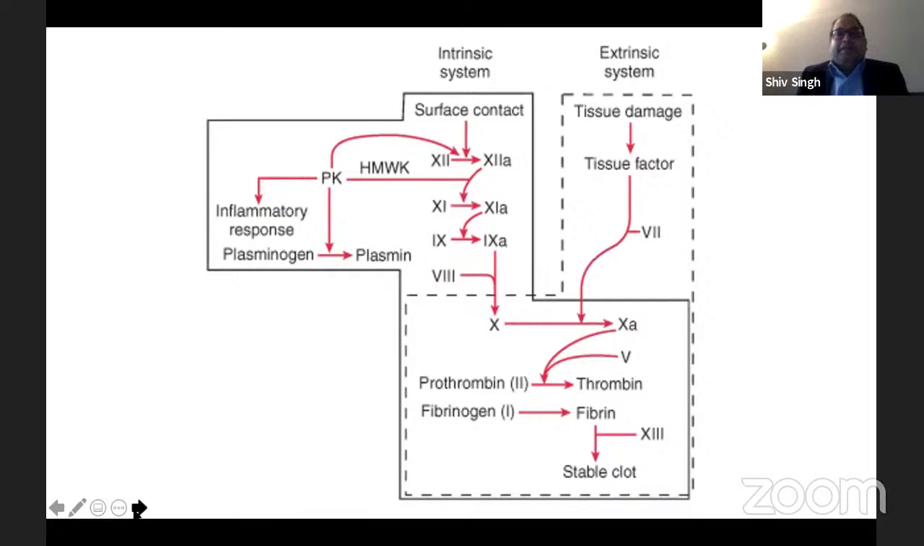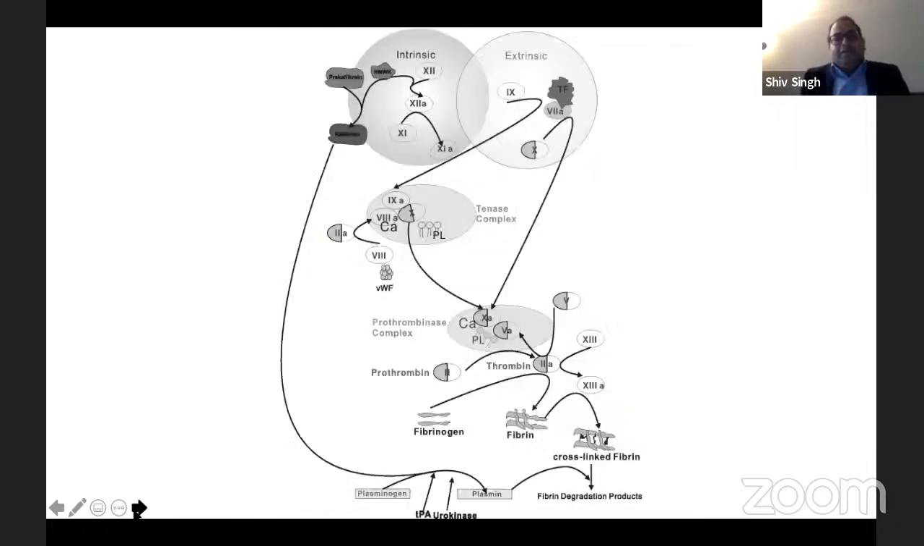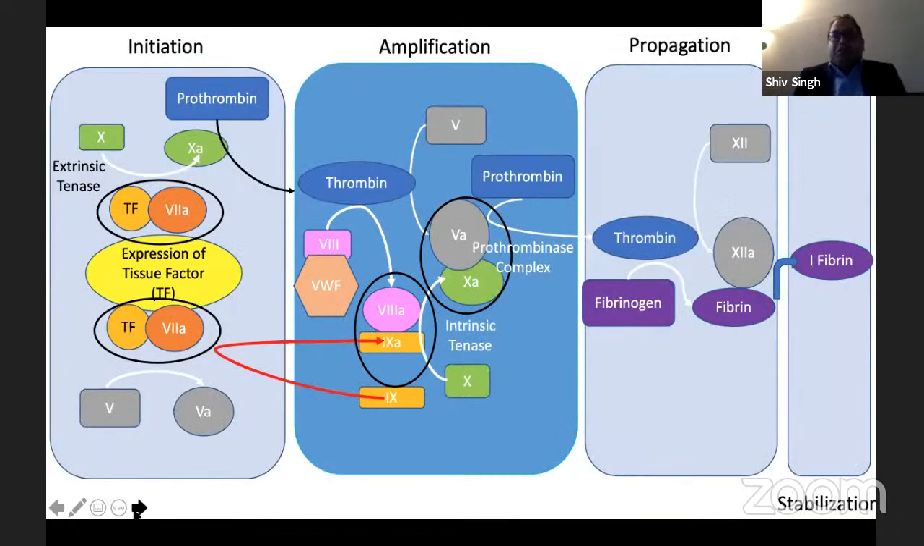Same thing in the intrinsic pathway, surface contact leads to activation of factor 12 to 12A. 12A will activate 11, 11 will activate 9, and 9 along with factor 8 will activate 10. Okay, so this is the usual method, but there has been a lot more further description of the coagulation cascade. And so they say there is initiation, there is amplification, and there is propagation and stabilization.